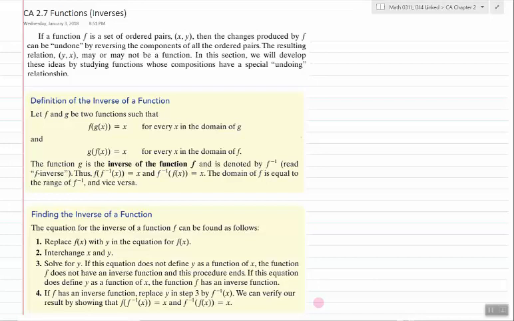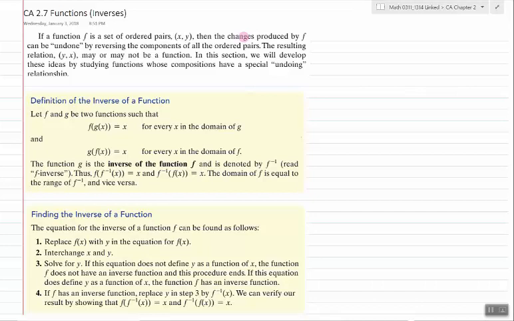All right, this is lesson 2.7, which is a continuation of the study of functions, but we are specifically going to look at something called inverses. The definition of an inverse is in your textbook, but let's take a look at this statement first. It says if a function f is a set of ordered pairs x, y, then the changes produced by f can be undone by reversing the components of all of the ordered pairs, thus resulting in the relationship y, x, which may or may not be a function.